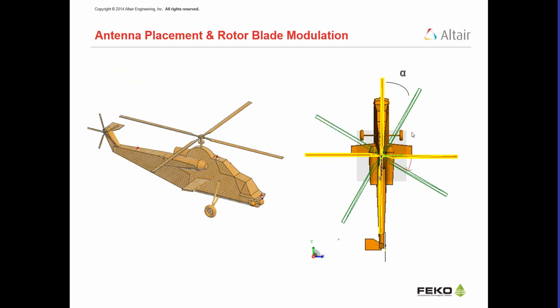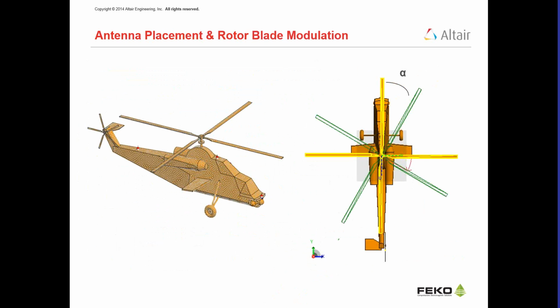Second problem is what happens when you place an antenna at the top of the fuselage of the helicopter and then have these rotors rotate with various angles. What happens to the modulation of the pattern? So if you take the first one, before going to that, let's look at the efficient technique that FEKO has, which is called numerical Green's function, NGF.